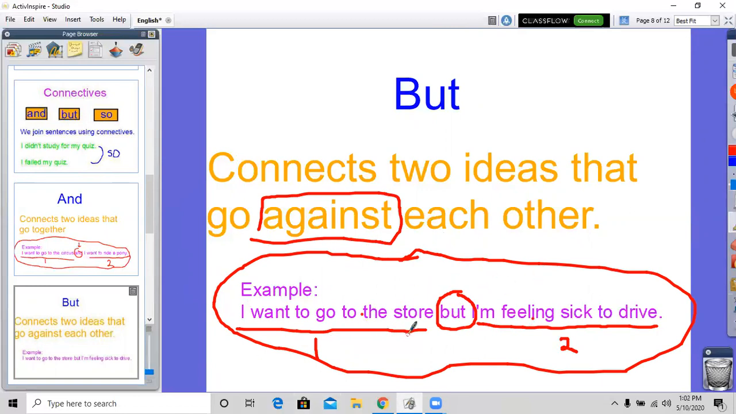I want to go to the store, but I'm feeling too sick to drive. This is a compound sentence, and our connective here is but. Why did we use but? Because both of these go against each other. So you want to do something, but you're not feeling okay to do it.